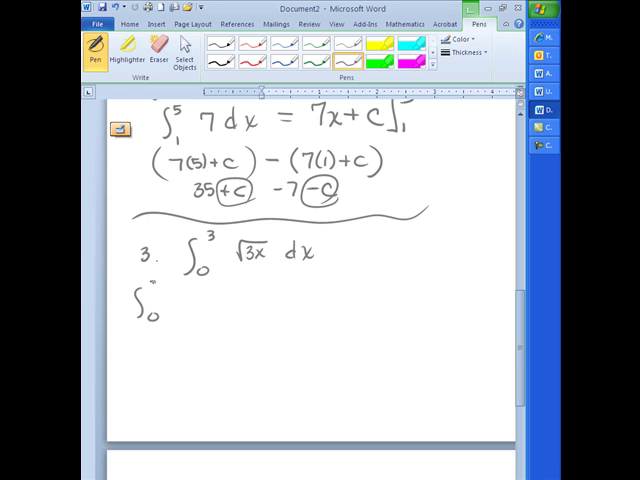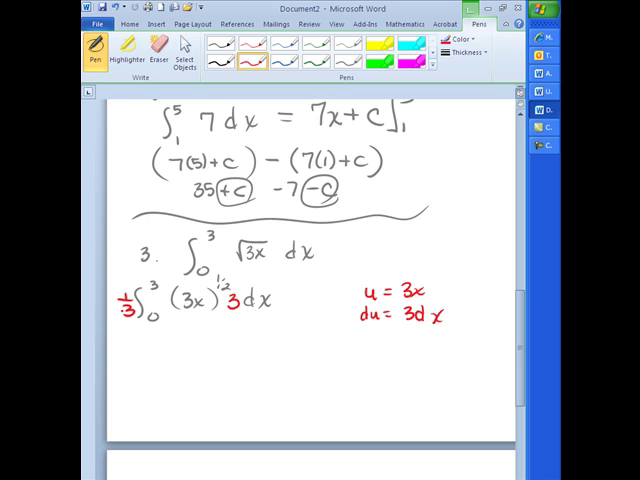I like to write that as 3x to the 1/2 dx. Don't forget here that we have to make sure that we have the dx represented as you learned from before. So if u is 3x, then du is 3dx. So I'm going to have to put a 3 here and a 1/3 out there. And so now I can integrate this.